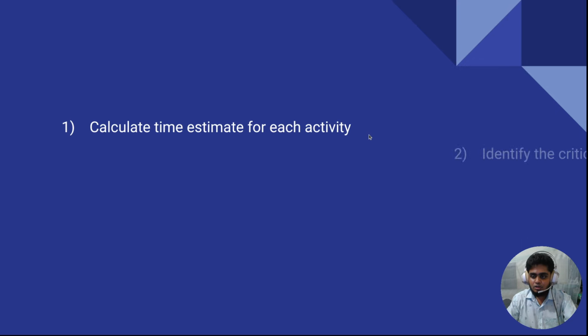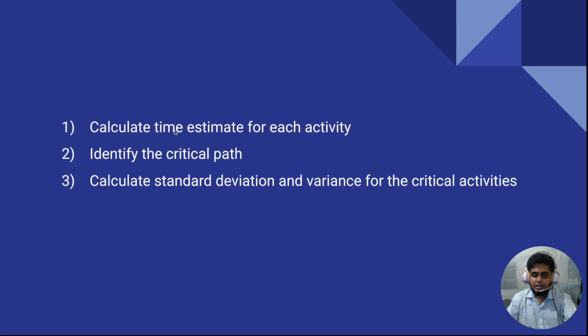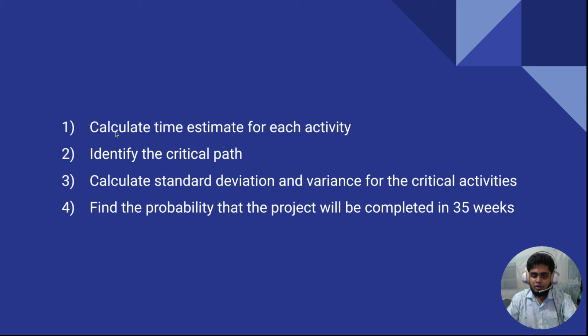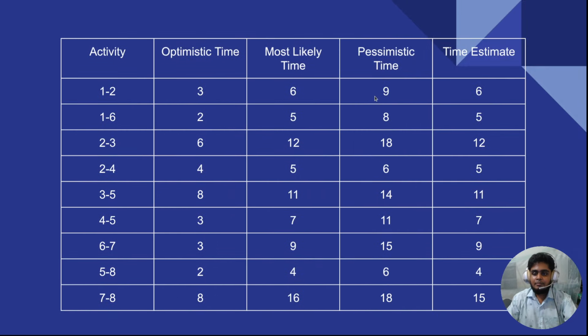Okay, so here is the equation for the time estimate, TE. The first question is to calculate the time estimate for each activity. For this, I have to follow this rule: time estimate TE is equal to To plus 4Tm plus Tp, divided by 6. This is the equation, and I have to follow it to solve the first problem. Okay, let's jump into the solution.